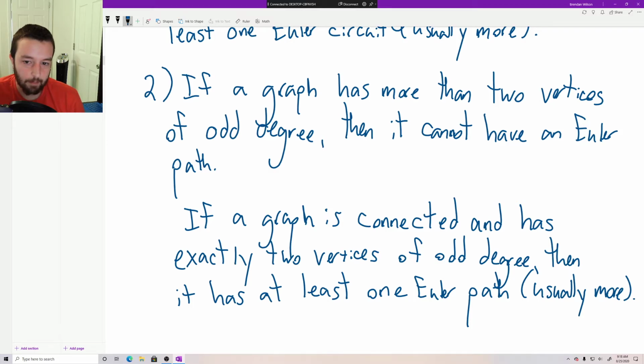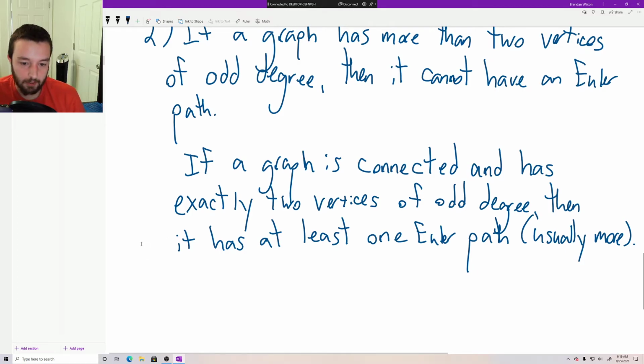So it's not exactly the opposite statement, right? Because we're saying if it has exactly 2 vertices of odd degree, then it has at least one Euler path. So we're not saying anything about if it has 0 or 1 vertices of odd degree. We would still have to figure that out. It goes on to say, I didn't write it here, that if it has 2 vertices of odd degree, the Euler path has to start at one of them and end at the other one. Which should make sense if you draw it out.